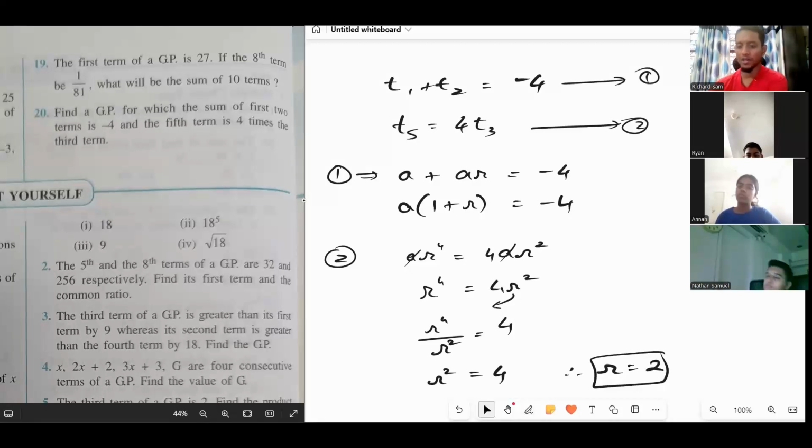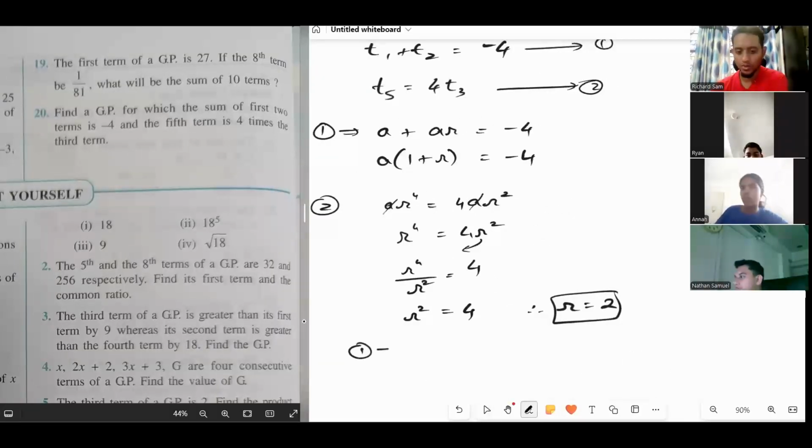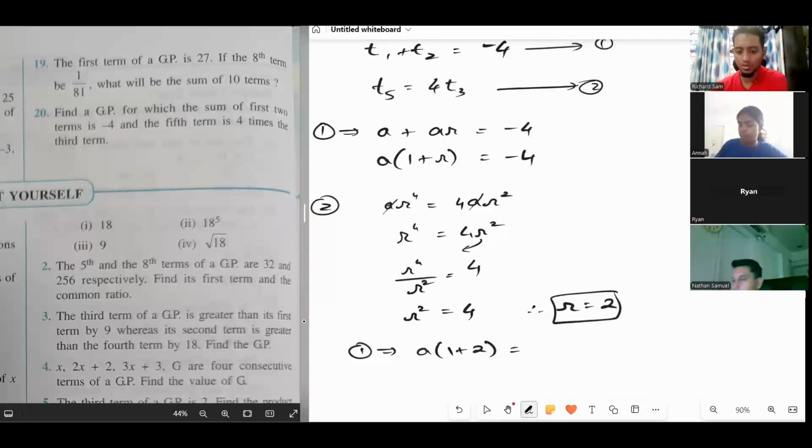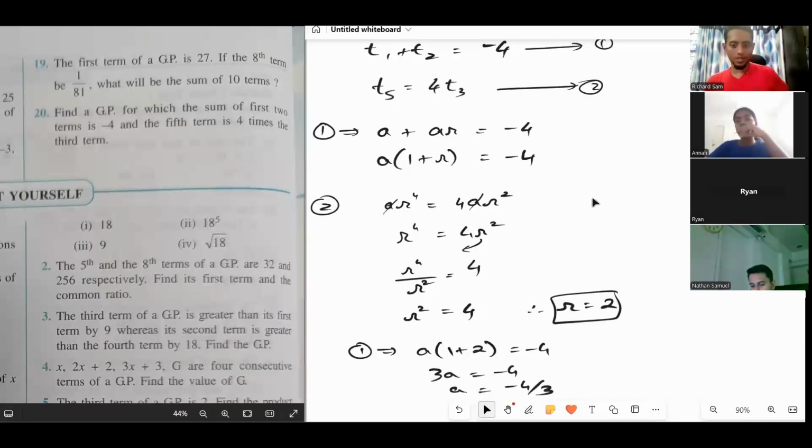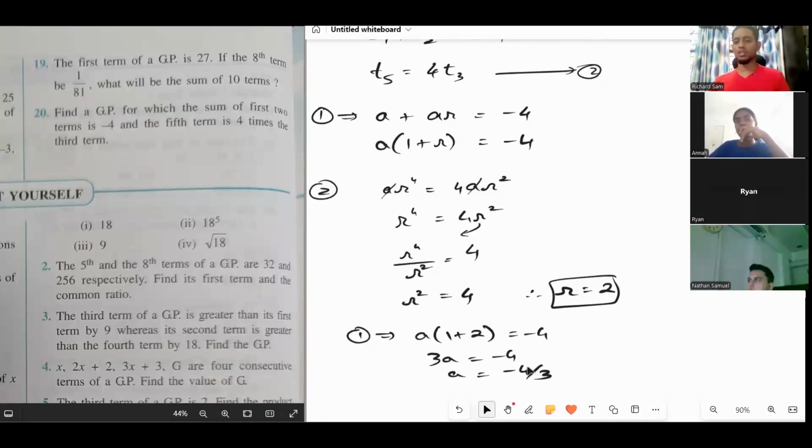Put this value of R in equation 1. So equation 1 will become A into 1 plus 2 is equal to -4. So 3A is equal to -4, A is equal to -4 upon 3. So we got R, we got A. Now we have to find the GP. So substitute that, find the first 3 terms of the GP: A, AR, and AR raised to 2, maybe AR raised to 3.